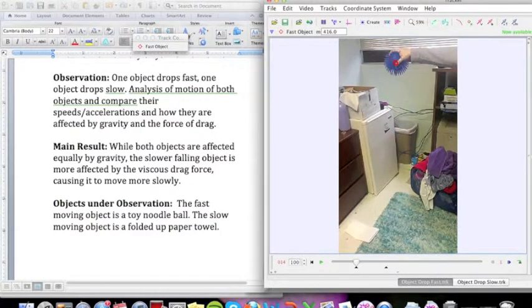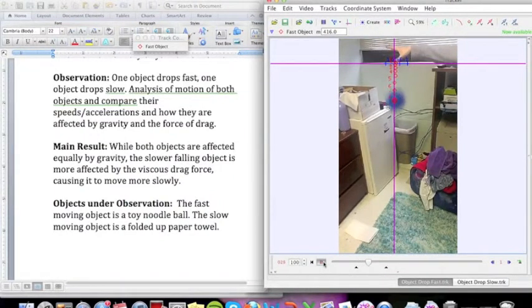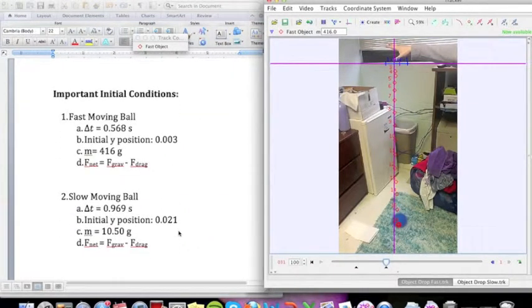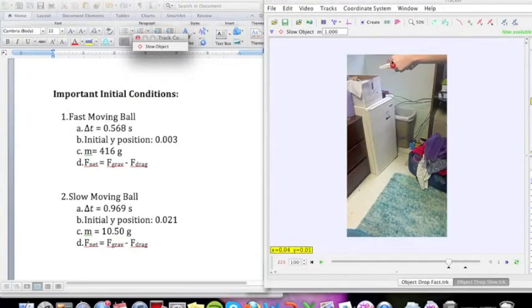So we'll go to Tracker, and for the fast moving ball we'll look at that first. My origin is in the center of the ball, and it's going to move in the negative y direction, and the scale that I chose is the length of the ball. So if we run that, you can see it accelerates, and here are some important initial conditions. We have the fast moving ball, where the delta T is about 0.6 seconds. It's about 416 grams.